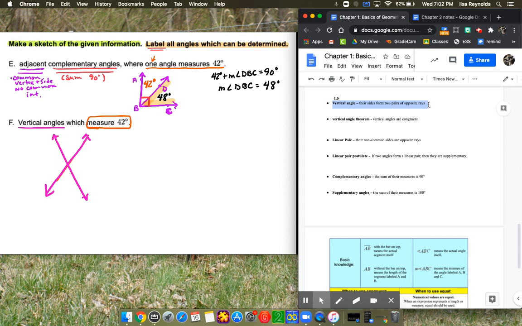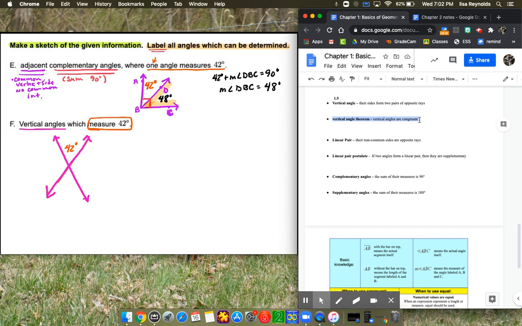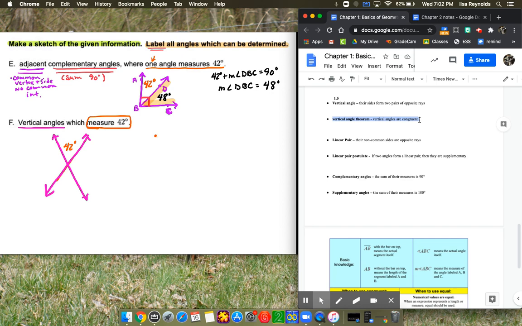I'm going to put 42 degrees in one of those. And now from chapter 1 and again in chapter 2, we have the vertical angles theorem telling us that they are congruent. So I'm going to do a little application of the vertical angles theorem to get that the angle across from it is also 42 degrees. And I also get to use something else.